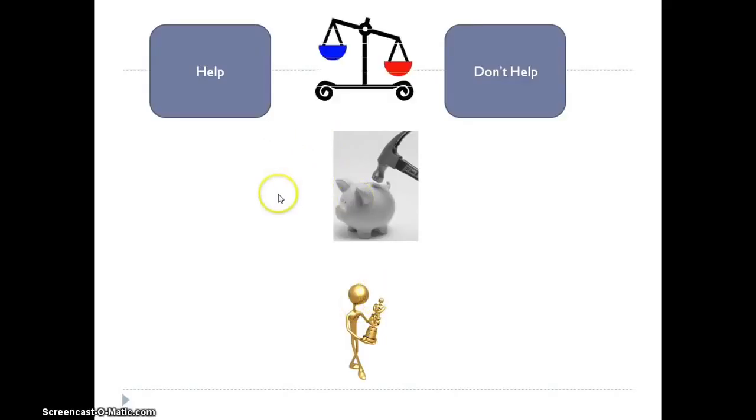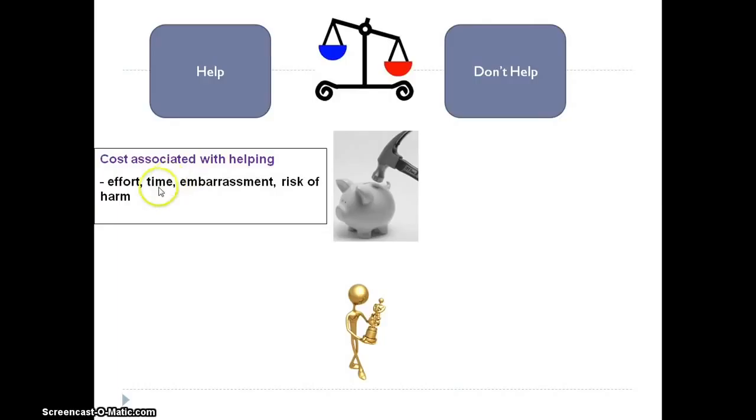The kind of costs to helping are the effort, the time, the embarrassment, the risk of harm. Those kind of things are going to put you off from helping. So it'll depend perhaps on the state of the victim, of the person who's collapsed. If they look like they've got blood on them, for example, you might decide there's more risk to helping. Are they a danger? If you're in a rush, if you're running late for a job interview, are you going to stop and help? Probably not.